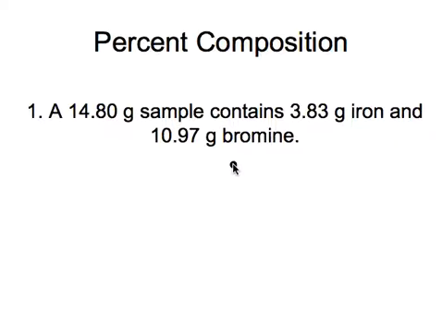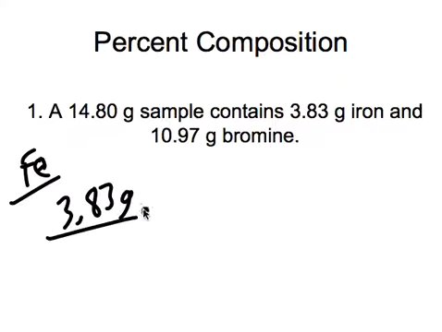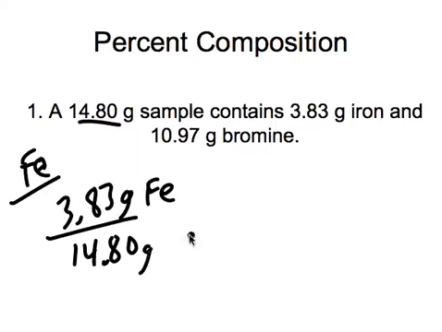Now, number one here has data for how much is in each of the samples. So if I want to find a percentage of iron, all I need to do is take 3.83 grams, because that's the iron, and divide it by the whole sample. In this case, the whole sample is 14.80 grams. That's the whole sample. I multiply that by 100%, and I can get my percentage of iron. Keeping sig figs into account, I have 3 on top, 4 on bottom.